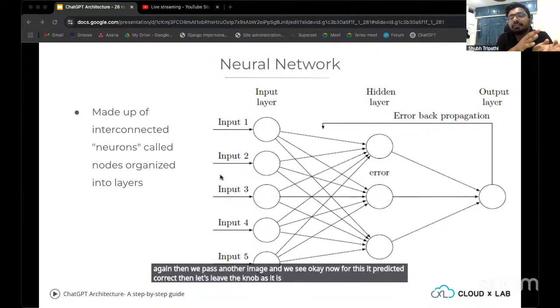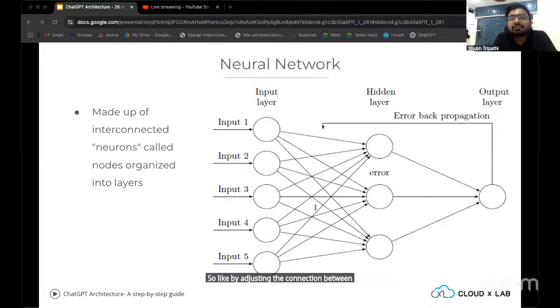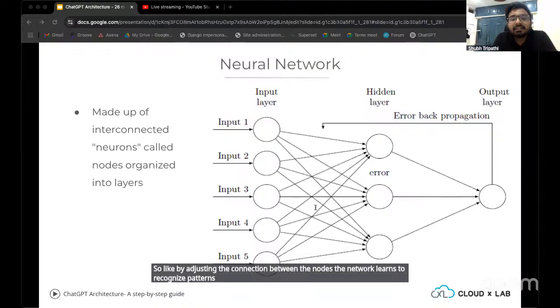Now we'll pass it the next image, and if it again predicts an incorrect value, we'll update it again. Okay, this one is again not working, so let's tweak the knobs a little. By adjusting the connections between these nodes, the network learns to recognize patterns and make predictions, just like how our brain processes information.